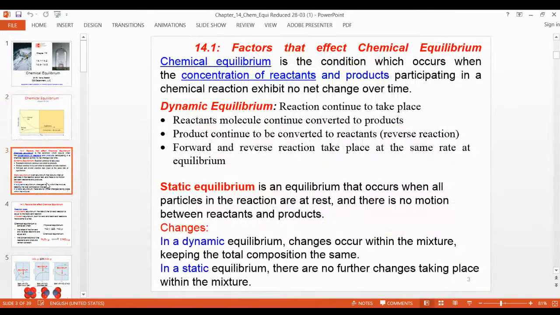Equilibrium is of two types, dynamic equilibrium and static equilibrium. Dynamic equilibrium has three points. Number one, the reactant molecules continue to convert to the product, that I told you. Second, the product continues to be converted to the reactant, that is the reverse reaction. Third, the forward and reverse reactions take place at the same rate at equilibrium. It means that the rate of the forward reaction is equal to the rate of the backward reaction, known as equilibrium.